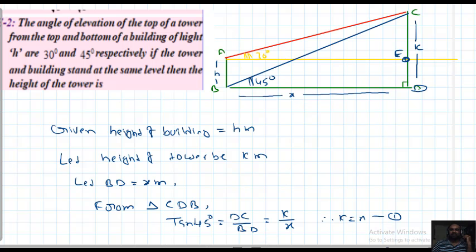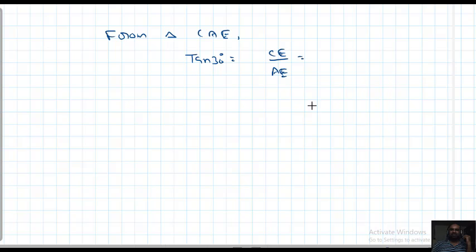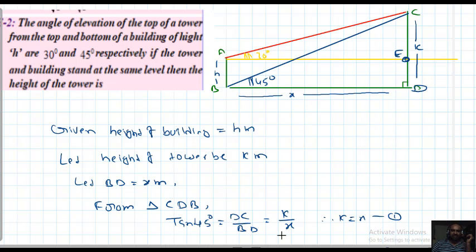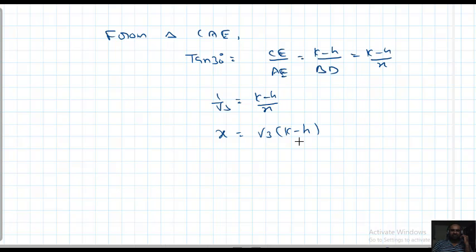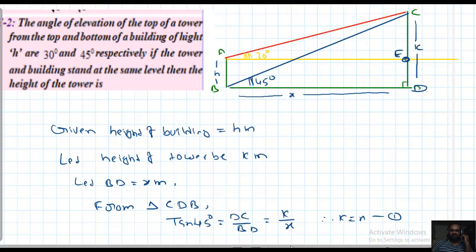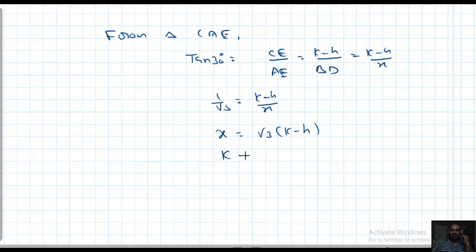So what is CE? Total is k minus h, so CE is k minus h. AE and BD are the same. BD is equal to k minus h by x, that is 1 by root 3. So 1 by root 3 is equal to k minus h by x, or x equals root 3 times k minus h. So instead of x I can write k, now k equals root 3k minus root 3h.